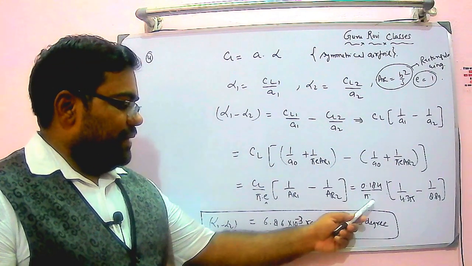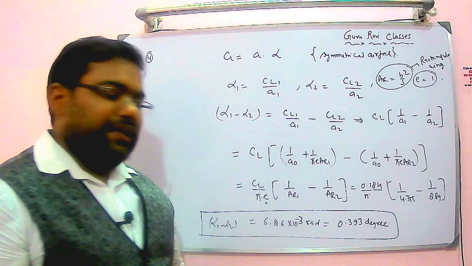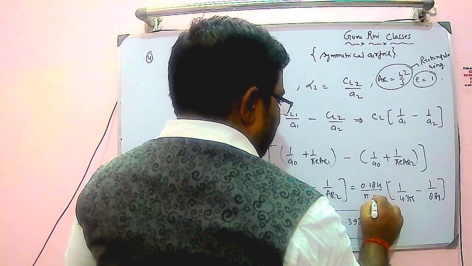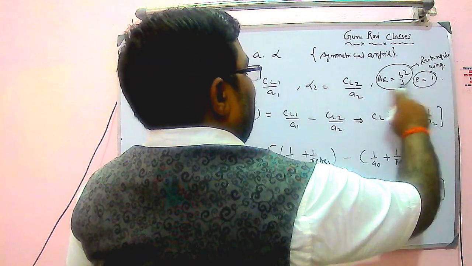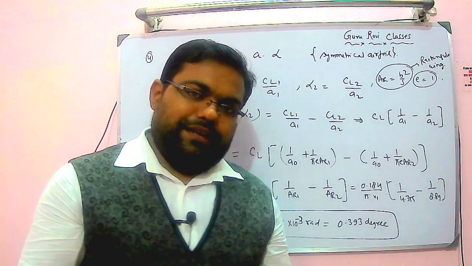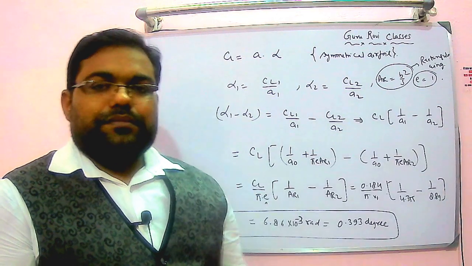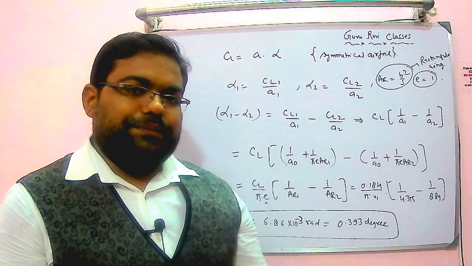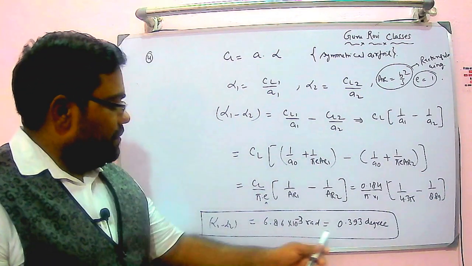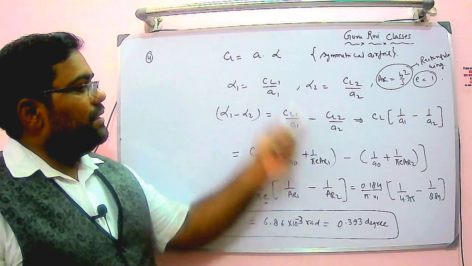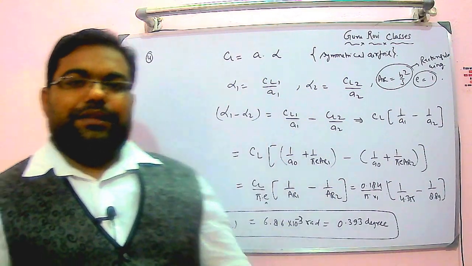Here the Oswald efficiency factor E we have taken as 1, because we have taken the wing planform area, meaning the profile, as a rectangular wing, and for a rectangular wing it is 1. For other types of profile it will be less than 1. So like that you can solve. I don't think there will be any doubt in this. Very simple steps.